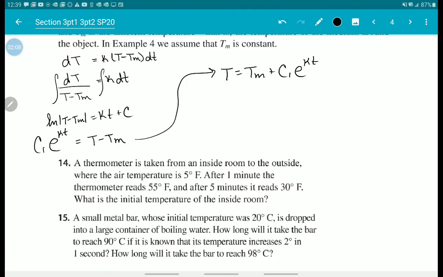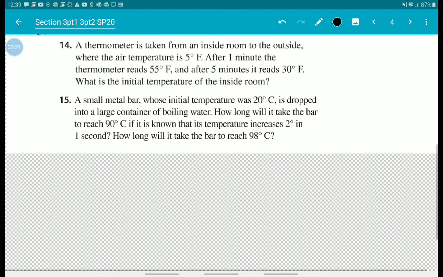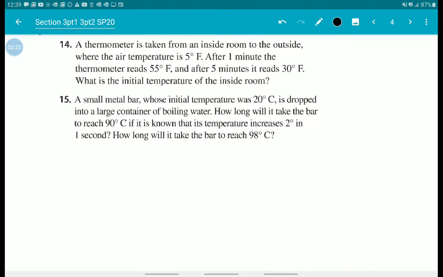So there's our differential equation solved. I'm going to approach these two problems a little bit differently. They're going to use that same differential equation, so we already know what it is. We've solved it. Now we can just do our substitutions and figure out what the question is asking for. So let's look at 14. We're going to use that model that we just derived.